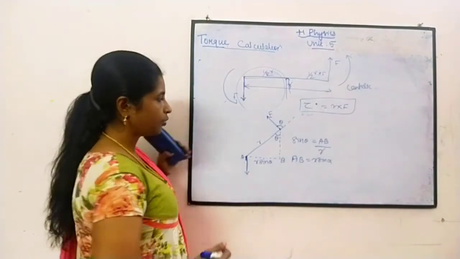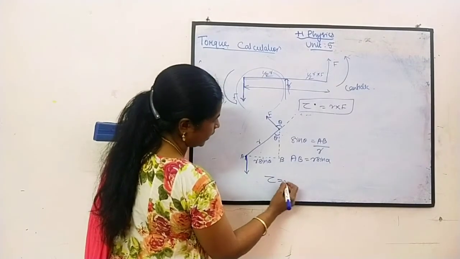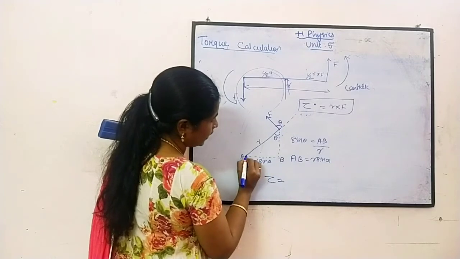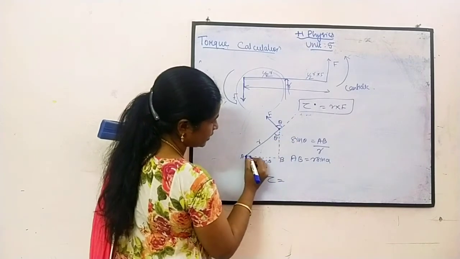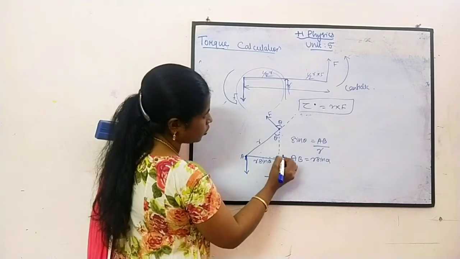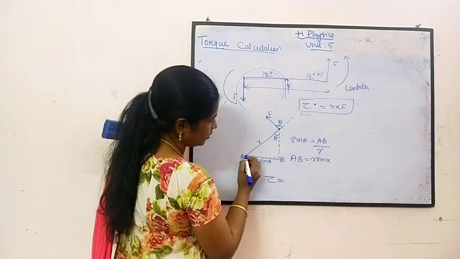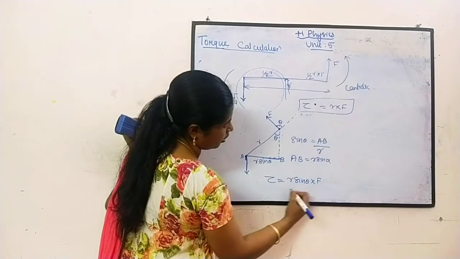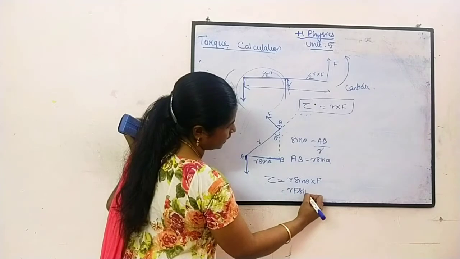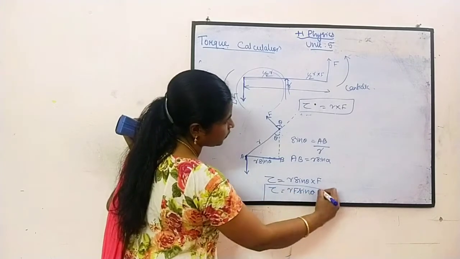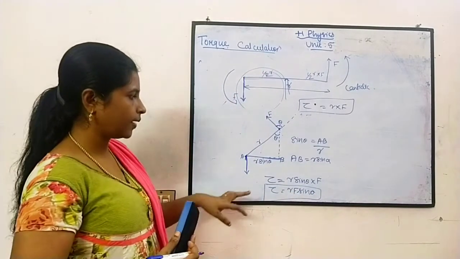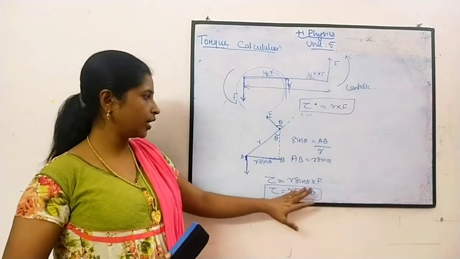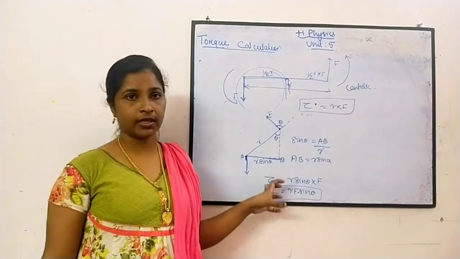Now can you write the formula for torque here? Torque is force into perpendicular distance. This is the perpendicular distance. So R sin theta into F, or I can write R F sin theta. So tau is equal to R F sin theta. If I am taking forces like this, it will be R F sin theta. Hope you understood how to calculate the torque.